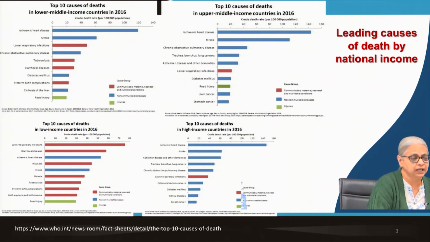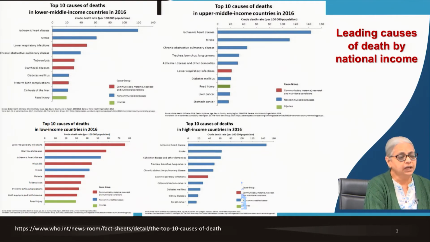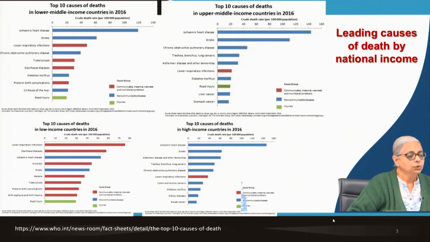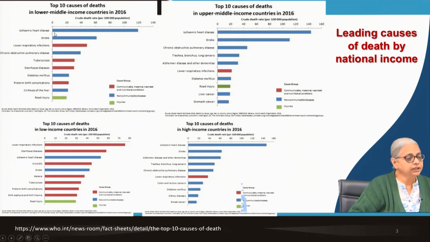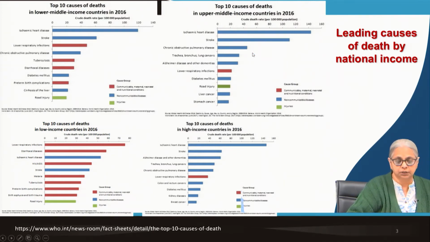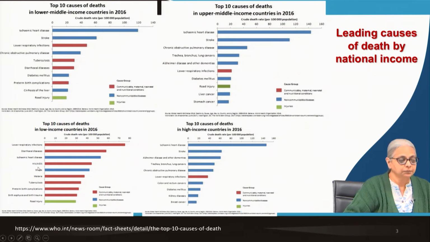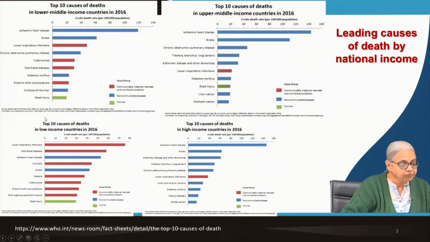over here in this slide are four graphs that are arranged by different nations, based on their income. So right at the top in the upper left corner, we have the top 10 causes of death in lower middle income countries in 2016. After that, going clockwise, we have upper middle income countries, then high income countries and low income countries. Let's start with low income countries.